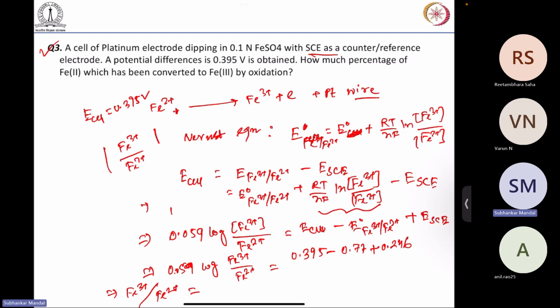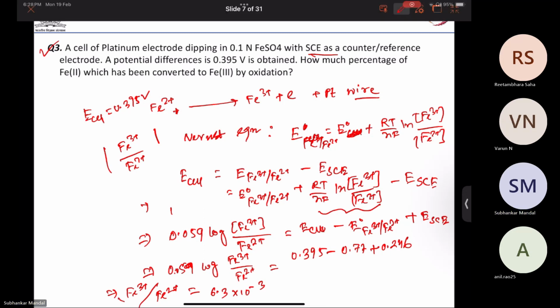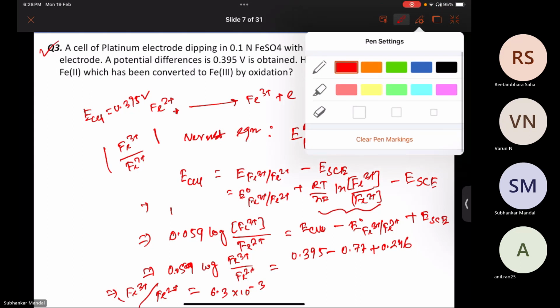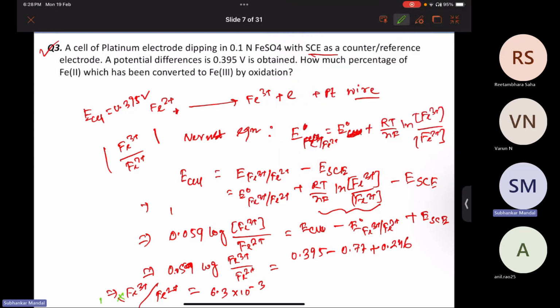So it is coming around 6.3 into 10 to the minus 3. If you want the percentage, you have to multiply by 100. So that will be 0.63%. Okay, so this is clear.